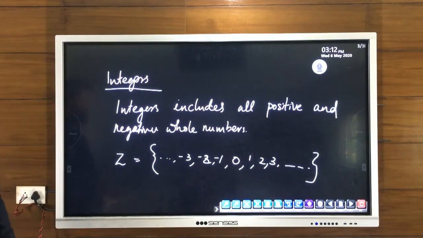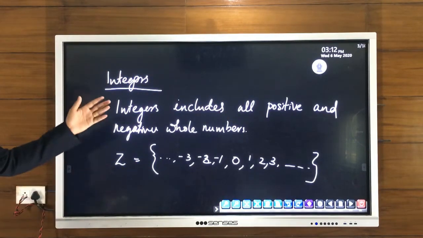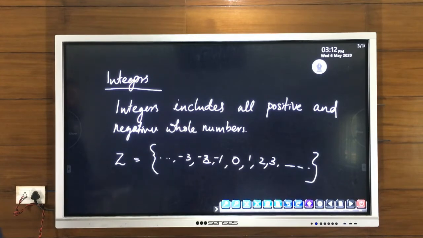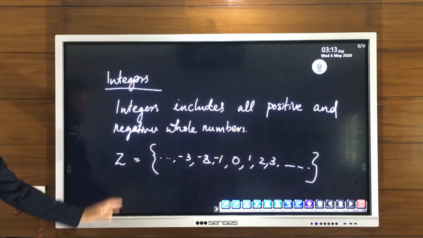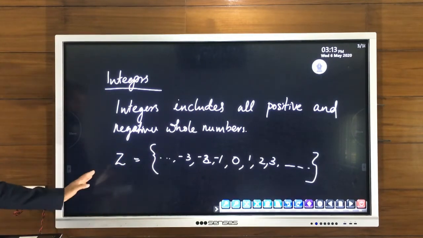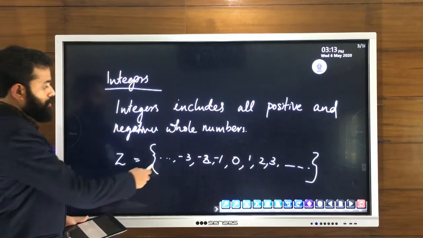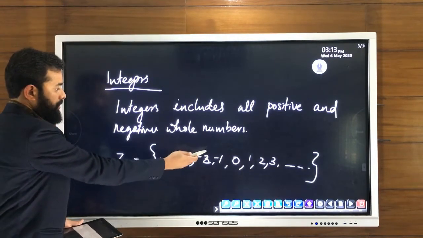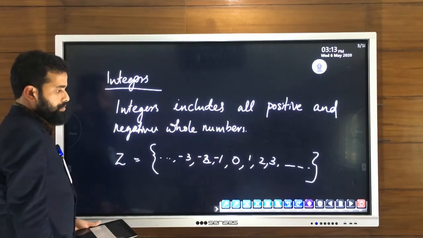Next was integers. Integers include all positive and negative whole numbers including 0. It is denoted by capital letter Z, the set of numbers minus 3, minus 2, minus 1, 0, 1, 2, 3.